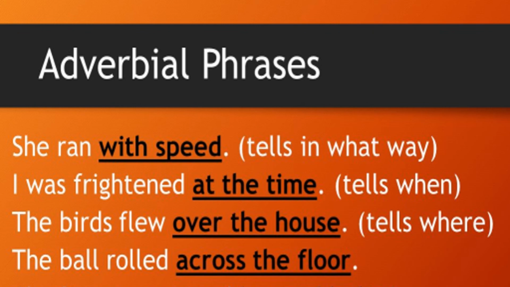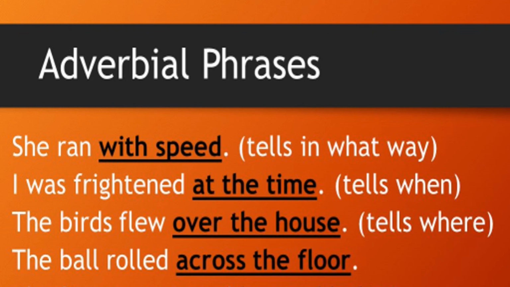Next example, the birds flew over the house. Now this adverb phrase tells us about where. The, here is an article, birds a noun, flew a verb, and the rest of the sentence is the adverbial phrase. Over the house is the adverbial phrase.